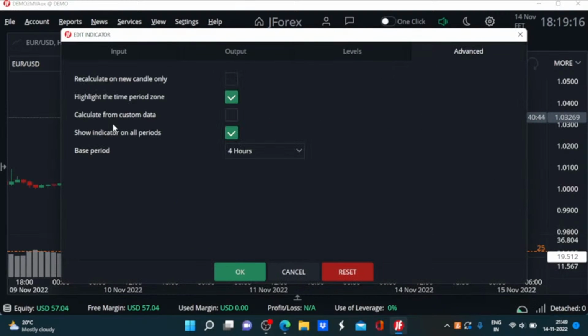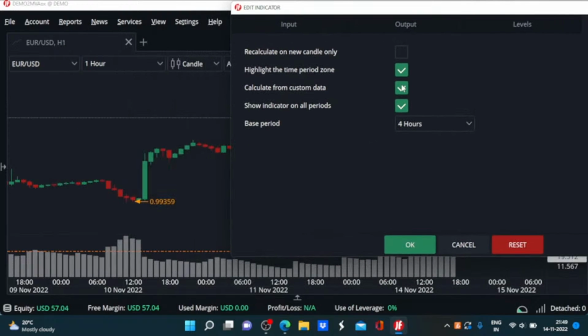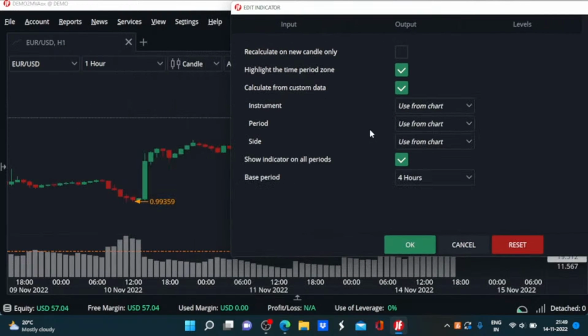Coming to further advanced editing options, the calculation can be customized further. You can use it for any instrument. So as I said, most of the instruments, and particularly all the instruments provided on the platform, are usable with these indicators, so you can figure out the opportunities in any instrument of your choice.